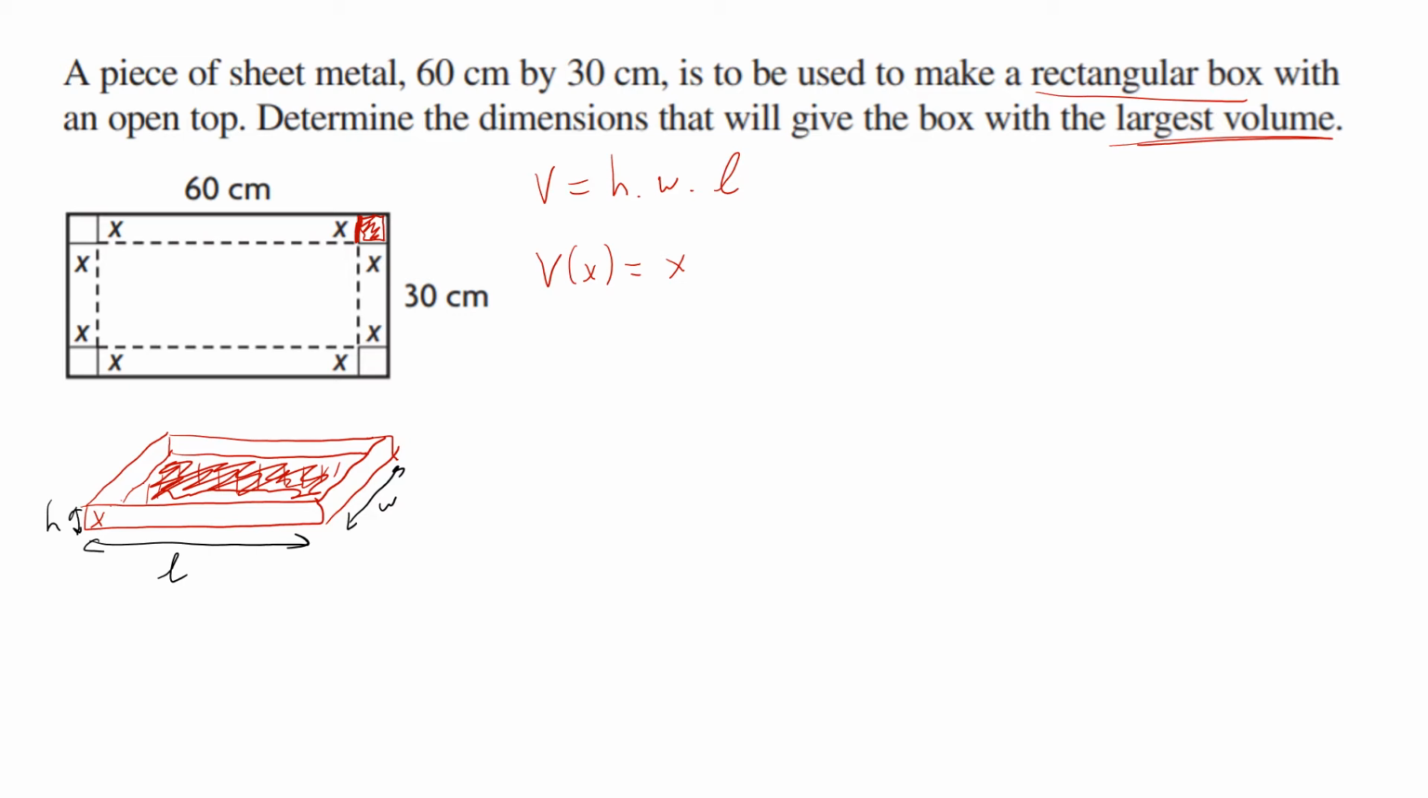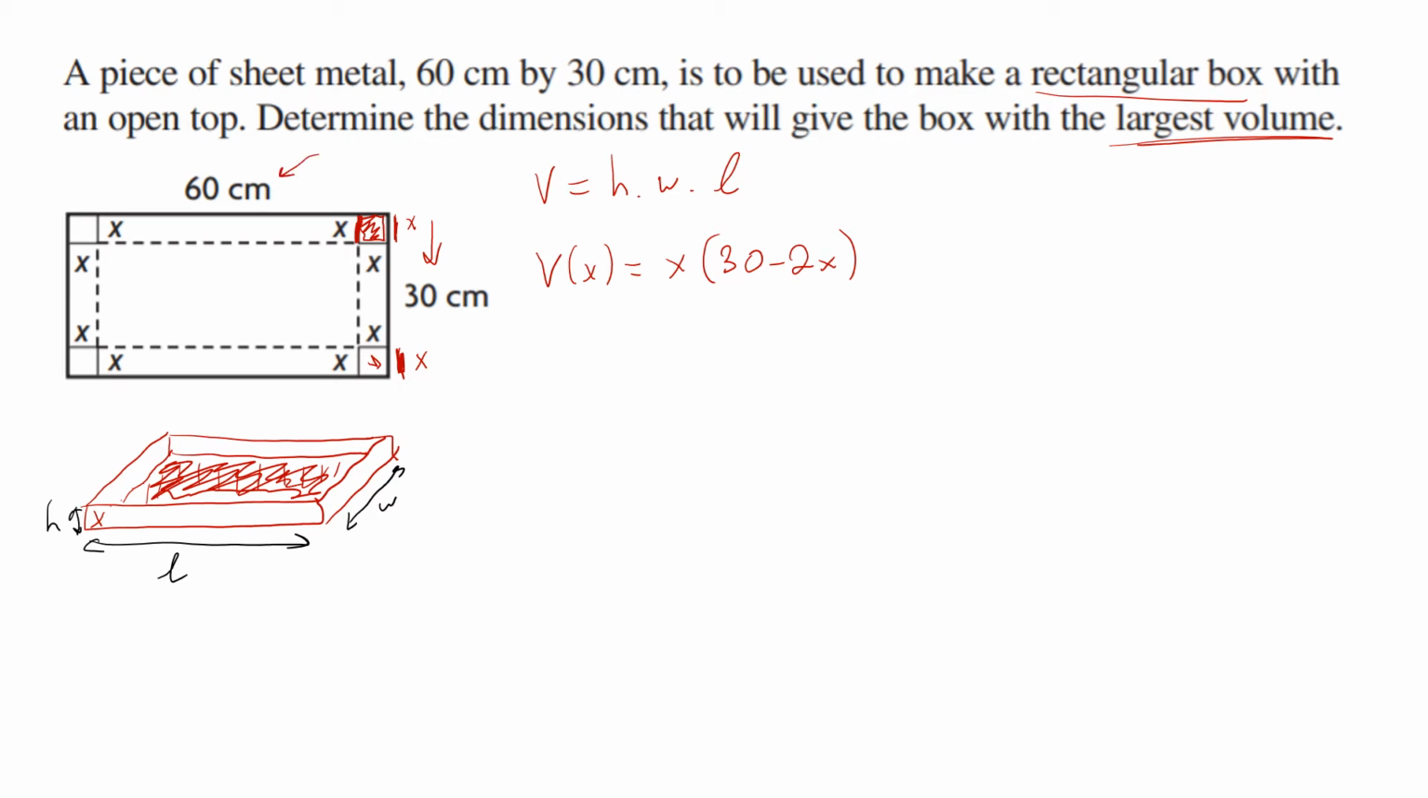Now I need to find my width, and they already tell us that it's 30 centimeters. However, you cannot just put 30 centimeters because remember you're cutting this piece out and you're cutting this piece out. And I know how long these are. This is represented by x and this is represented by x also. So for my width, I can represent it by 30 minus 2x because I cut that 2x out. Same thing for the length.